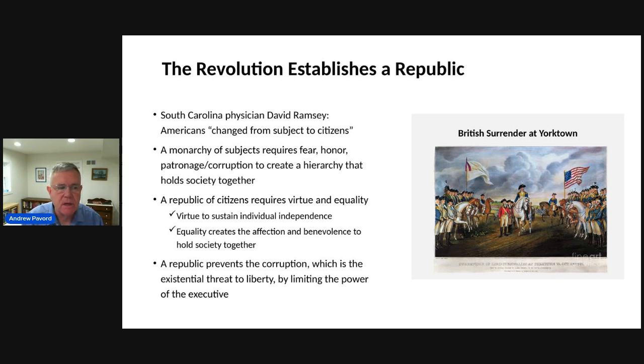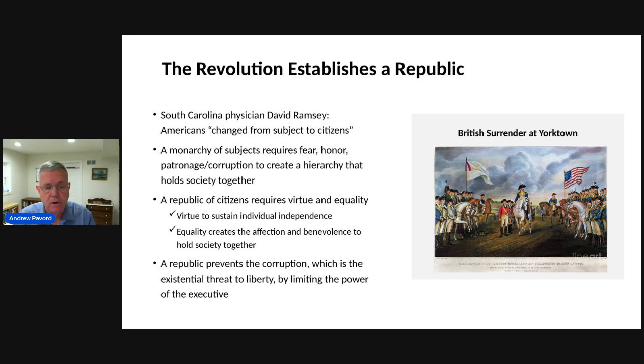A republic is something very, very different. A republic of citizens requires virtue and equality. The virtue to sustain the individual independence that prevents corruption. If you're dependent on someone, you can be corrupted. They can have influence on you. The Americans at the end of the revolution believed that the lack of independence was a threat to liberty.